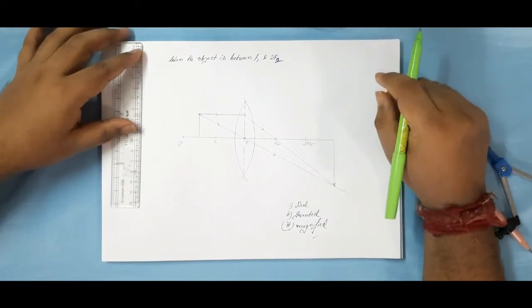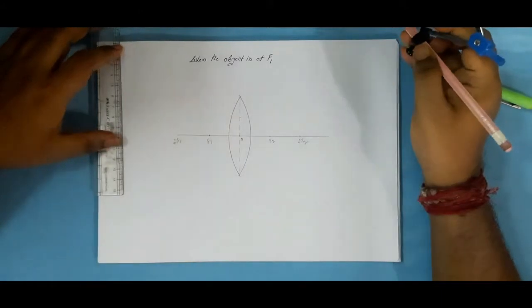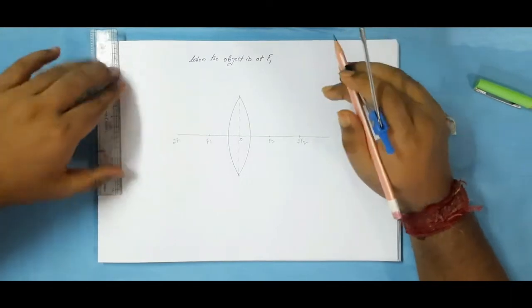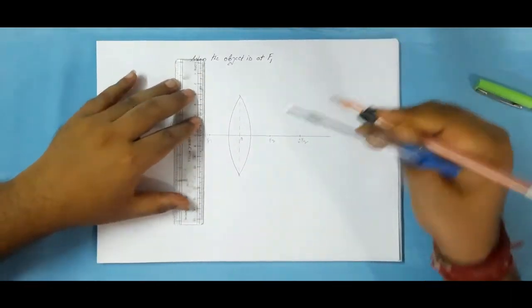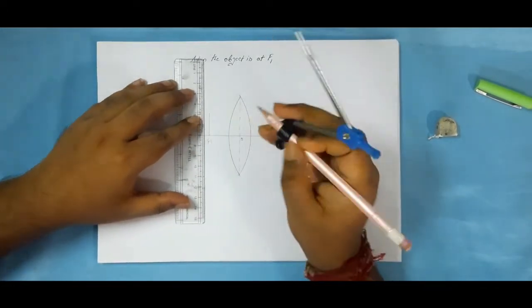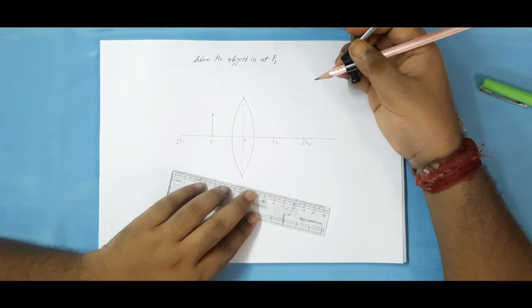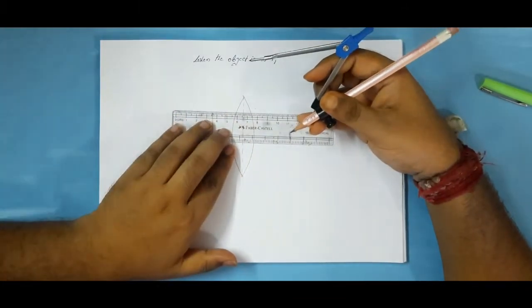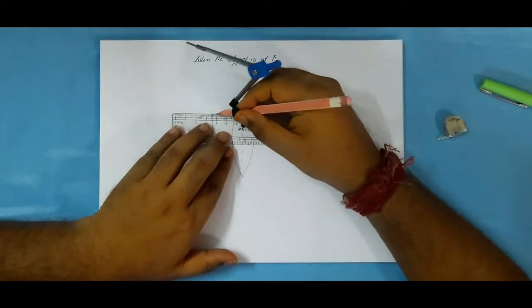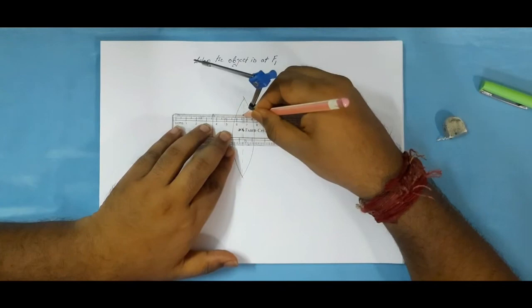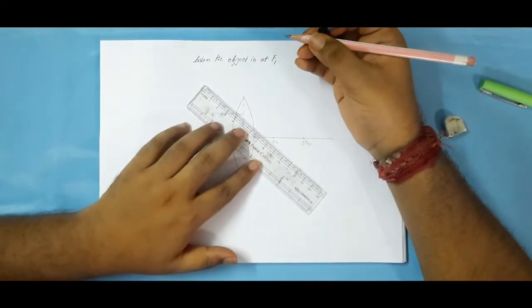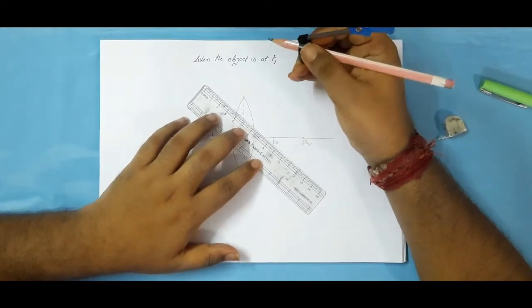So we will shift towards the fourth one. Now, when the object is at f1, I have drawn the lens as earlier. Now the object is placed at f1, I am drawing the object at f1. So this is the object. The first incident ray will be parallel to the principal axis, so I am drawing the first incident ray that is parallel to the principal axis. As we know, if the incident ray is parallel to the principal axis, the refracted ray will pass through the focus, that is the f2.